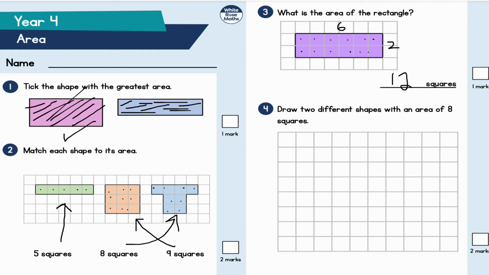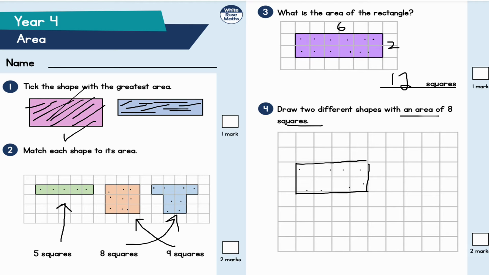This is question number 4. Draw 2 different shapes with an area of 8 squares. I can have 4 by 2, because I have 1, 2, 3, 4, 5, 6, 7, 8. Ignore that dot there on the outside.